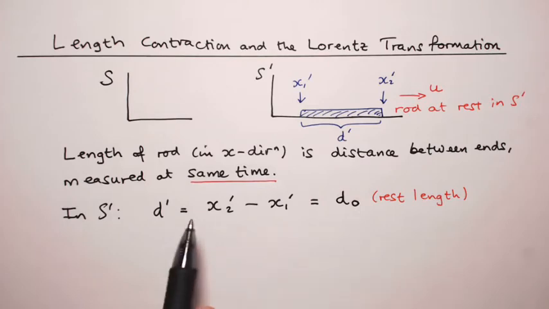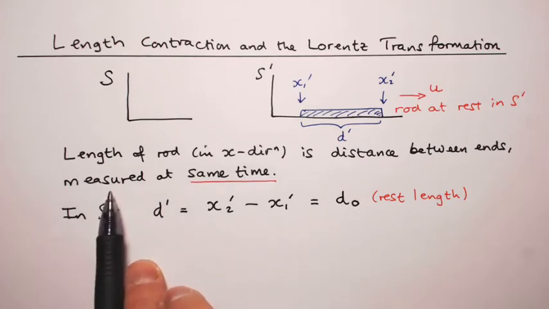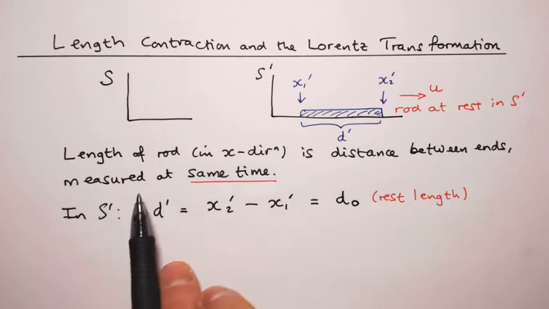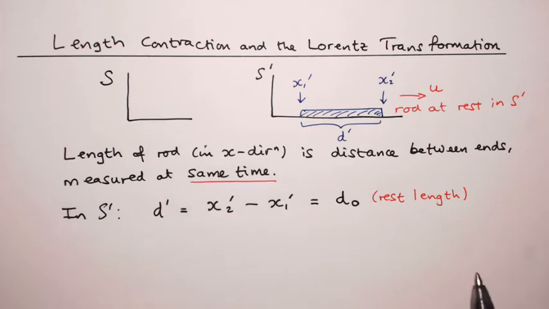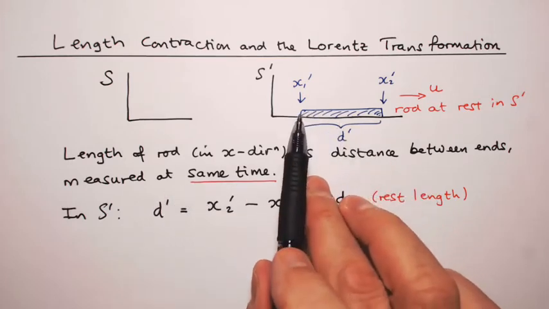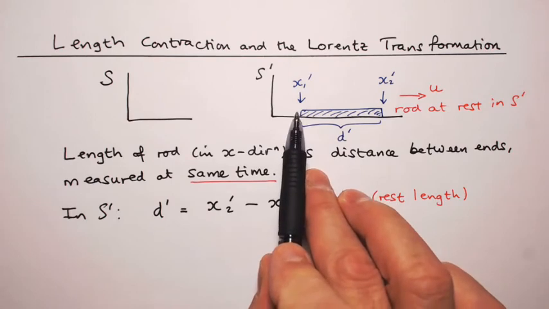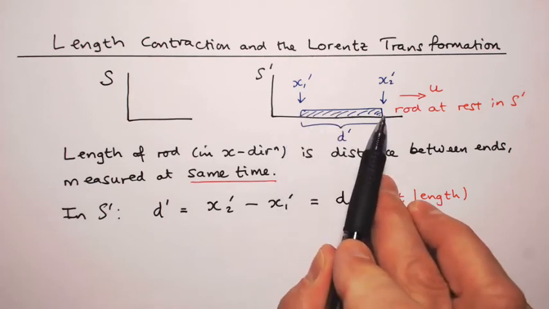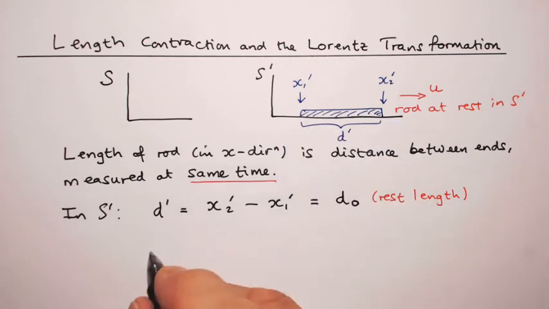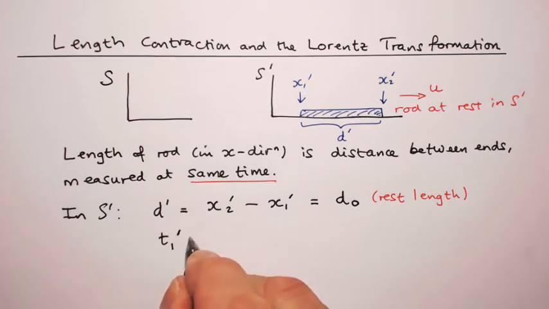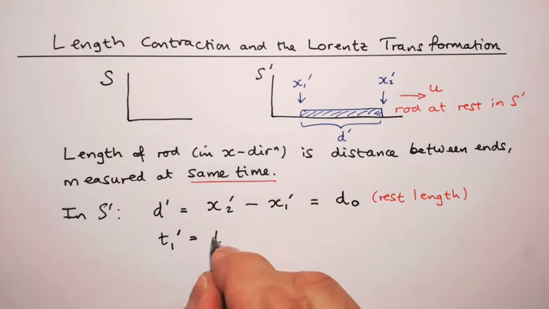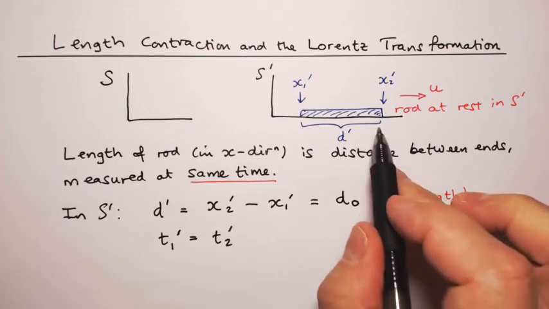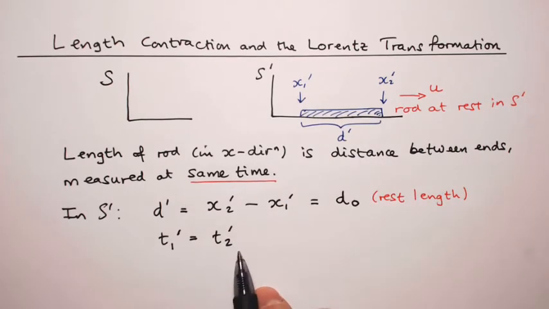Now, referring to this requirement that the length of the rod is the distance between the ends measured at the same time, we need to consider that the measurement of the beginning is event 1 and the measurement at the end is event 2. And these two events are done at the same time, so the time that this first measurement is taken is T1 prime, and that is done at the same time as the measurement at the end of the rod, T2 prime.